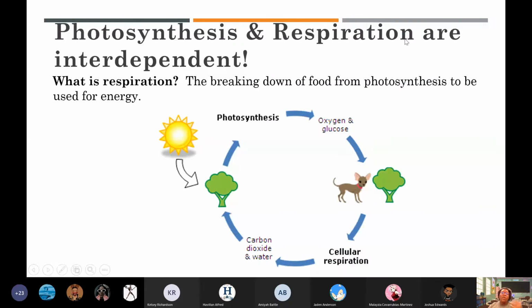We want to make sure we remember that photosynthesis is the process that plants use to make their own food. Respiration is step 2. Just like with us, once we eat our food, our body has to digest that food. So photosynthesis is the plant making its own food, and respiration is the plant using that food for energy.